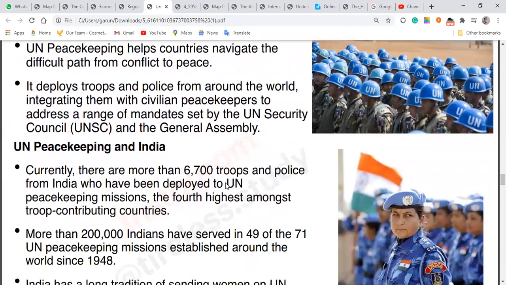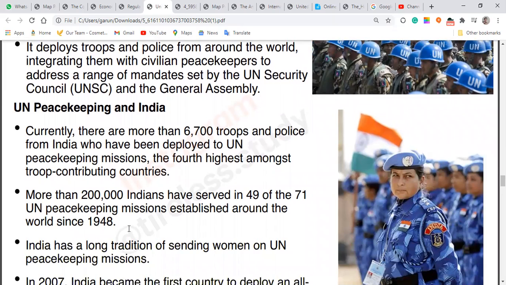United Nations peacekeeping and India. Currently, more than 6,700 troops and police from India have been deployed to United Nations peacekeeping missions, the fourth highest among troop-contributing countries. More than 200,000 Indians have served in 49 of 71 UN peacekeeping missions. Can you notice how much we have contributed? We have contributed to 49 out of 71 United Nations peacekeeping missions established around the world since 1948.